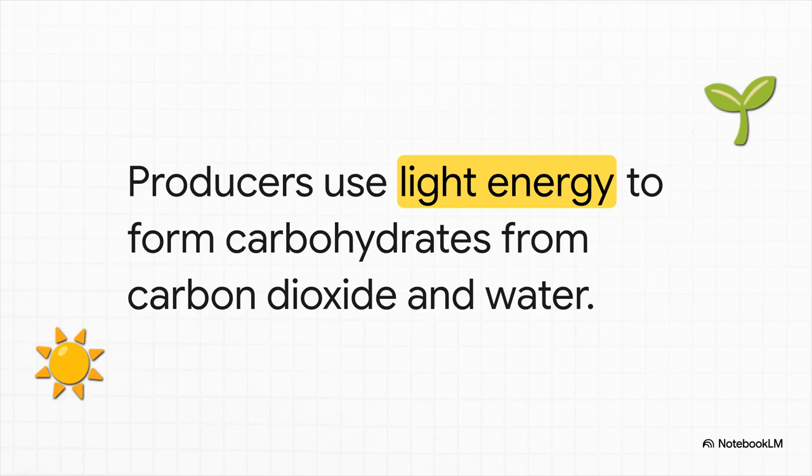But hang on, where did that glucose come from in the first place? Well, for almost all life on Earth, the ultimate source is photosynthesis. Plants and other producers are incredible. They take simple stuff like carbon dioxide and water, and they use energy from sunlight to build them into those energy-rich carbohydrates like glucose. They're basically turning sunlight into food.